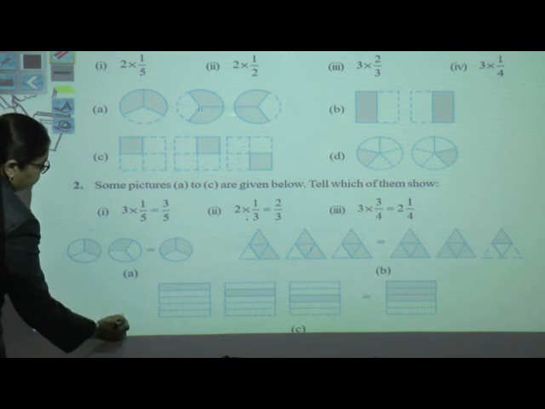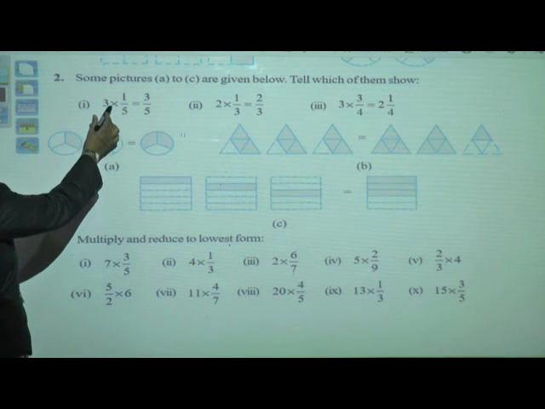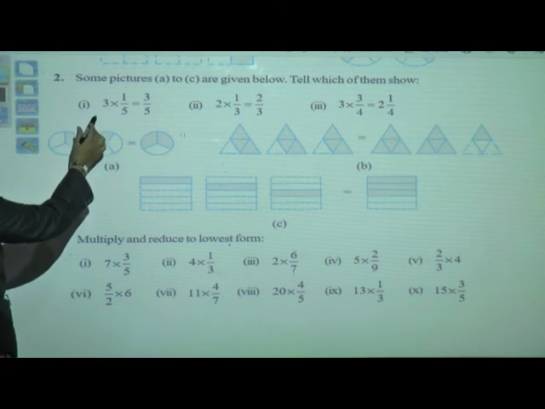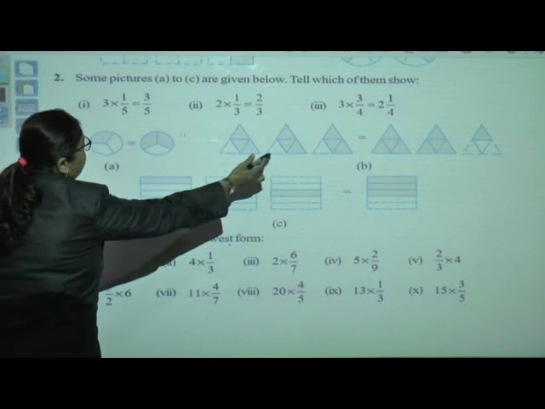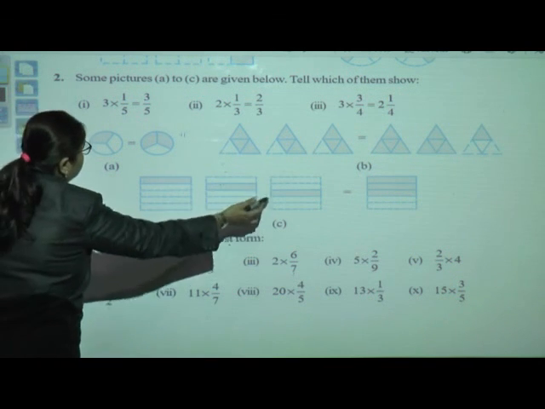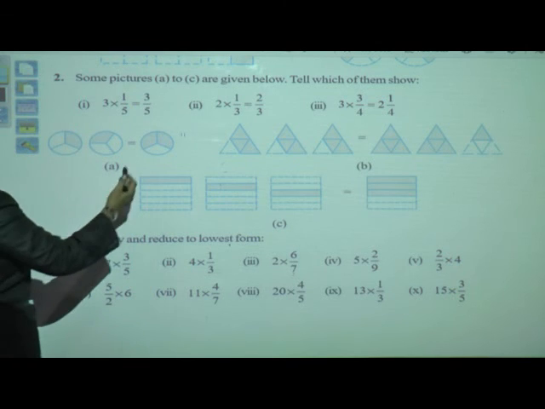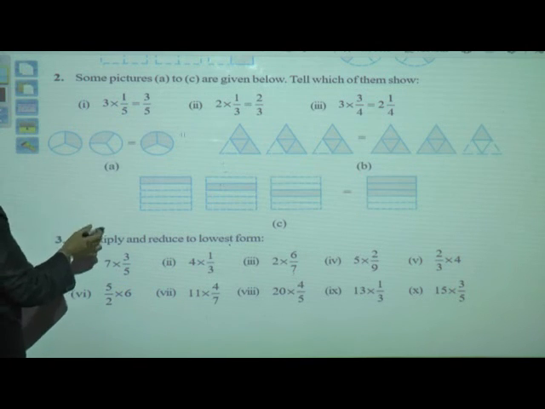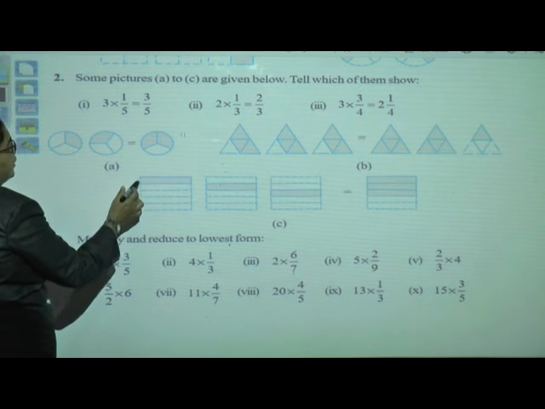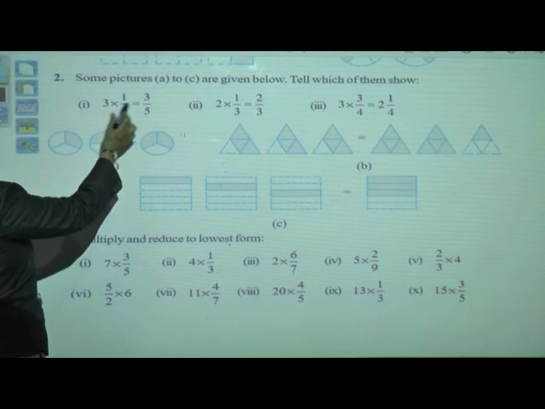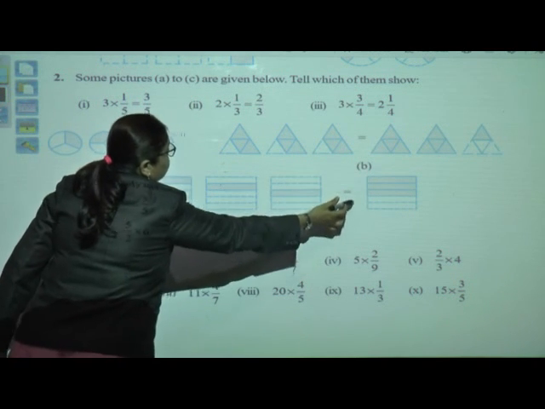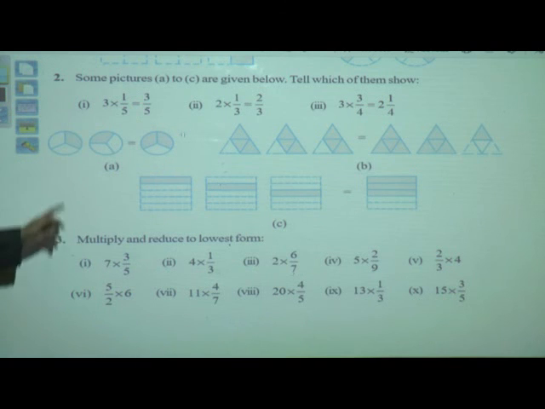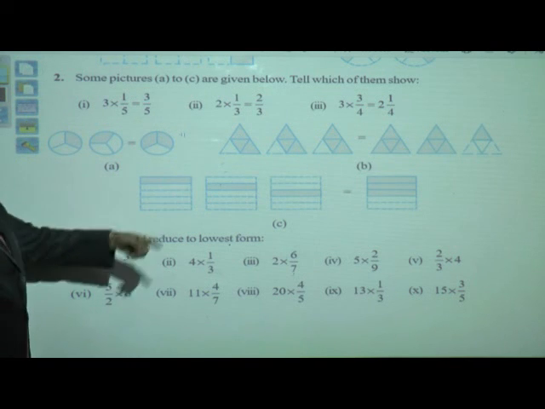In B1 we are having 3 whole multiplied by 1 upon 5, so we have to find out the 3 whole figures. Where are the 3 whole figures? We are having them in the triangle shape, and also in the square shape. Then 1 upon 5 means out of 5 parts, 1 is shaded. So what will the total be? It is 3 upon 5. Here we are getting 3 shaded out of 5. So which will be the match for this? The first one, B, will be the match for this.